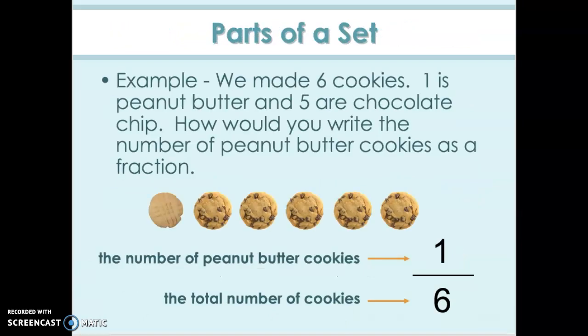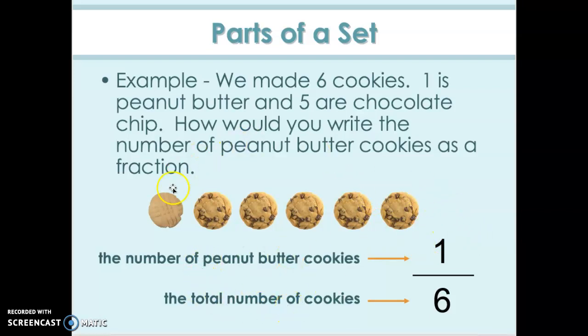So we're going to do an example. This example says, we made 6 cookies. 1 is peanut butter and 5 are chocolate chip. How would you write the number of peanut butter cookies as a fraction? So the first thing with this, you would want to make a picture. I think that's easier to help you when you're making your fraction.